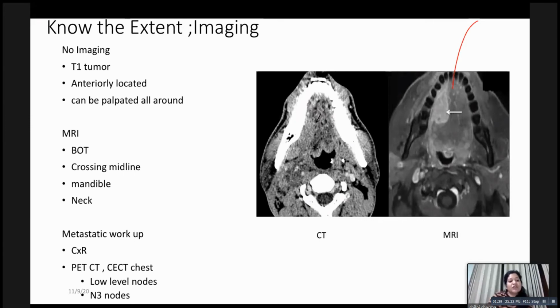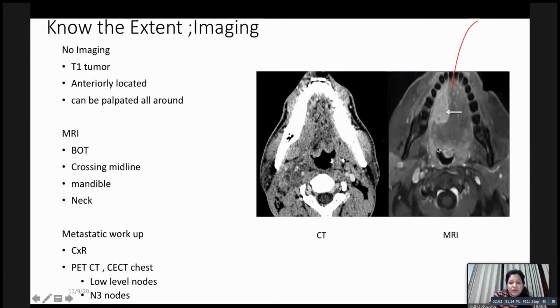Now, the choice of imaging is MRI for tongue cancer. This is one example of one patient. Here, the first image shows the CT scan of the tumor. We hardly see anything. And the same patient, when you do MRI, you see a nice tumor which is very well delineated. So, the imaging of investigation for tongue cancer is MRI.